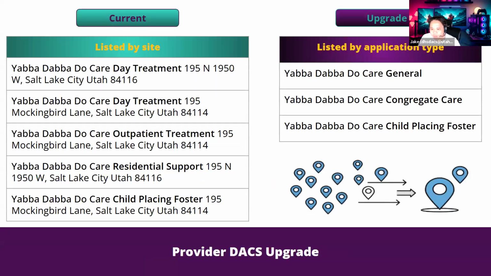As I mentioned earlier, this is how the provider upgrade will work. What you can see on the screen is the listed site Yabba Dabba Do Daycare day treatment, and they also have a day treatment on Mockingbird Lane, and outpatient treatment. So those three locations will just be listed under the general entry in DAX, where they all have the same license type or background check type, so they will fall into that general location, and that includes all the roster. That way, when a licensor comes in, they can check that general location in DAX, and they will find all the people working for this program.